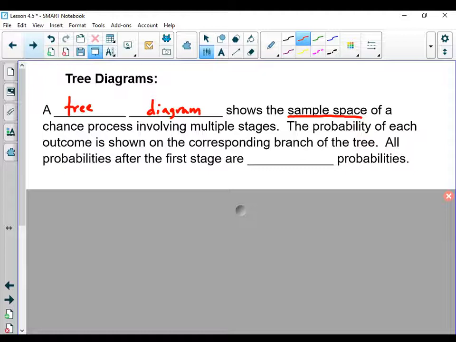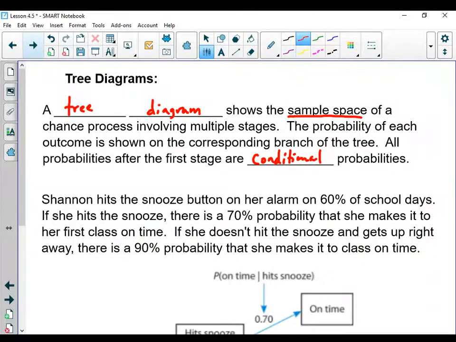I'll show you a tree diagram here in a second. All the probabilities after the first stage are conditional probabilities. We talked about conditional probabilities in the last section. The conditional probabilities basically are based on what happened before them. All right, so here's the situation.